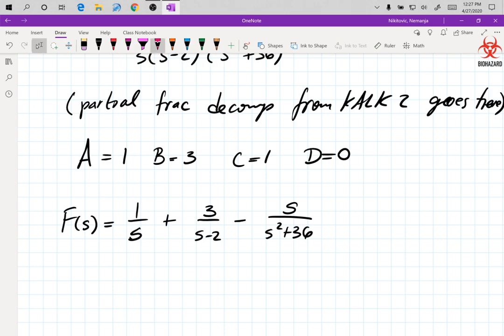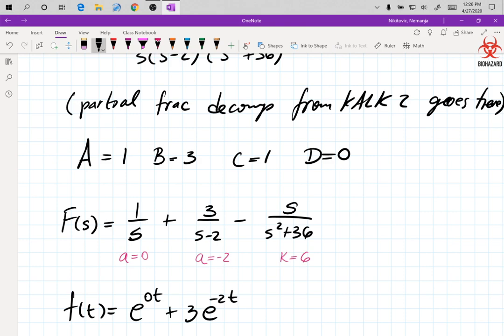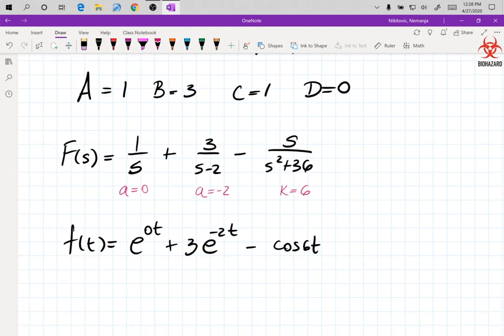And good. Now what do I get? I get A is equal to 0, A is equal to negative 2, K is equal to 6. Perfect. So what is my 1 over s? It's just going to be 1 because this is e to the 0t. So when I write my f of t, I get e to the 0t plus 3e to the negative 2t minus the cosine 6t, and this e to the 0t is just 1.